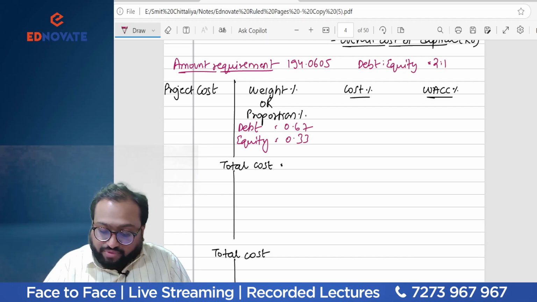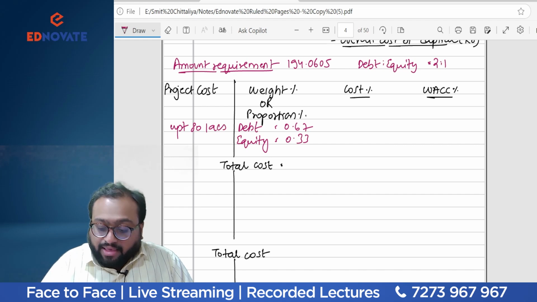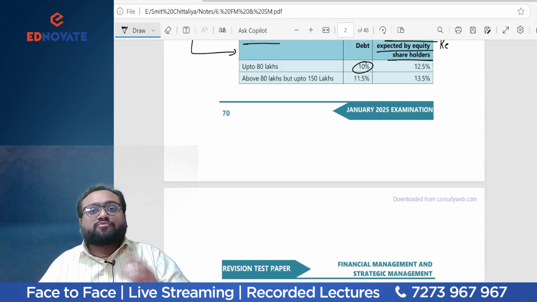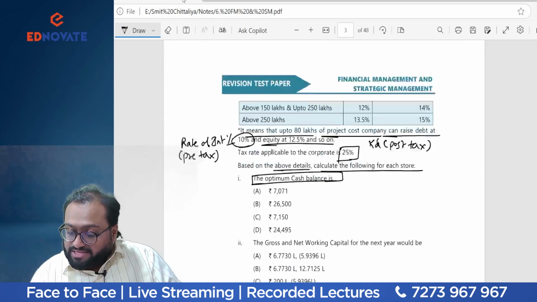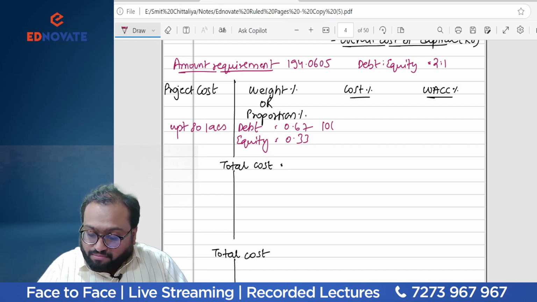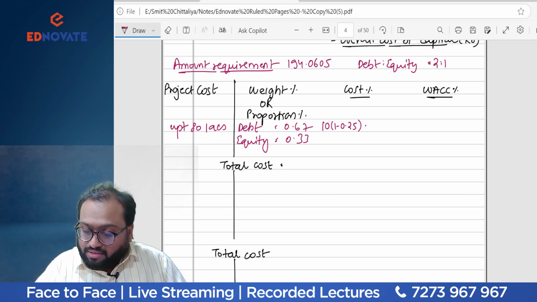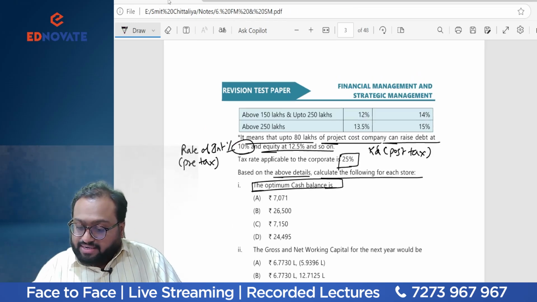Debt, when it is up to 80 lakhs, watch it properly, I am getting a rate of interest of 10%. Sir, how do you know? See here, they have told the rate of interest is 10%, and if I am not wrong, our tax rate is 25%. So my KD will become 10 into (1 minus 0.25), 10 into 0.75, which will be 7.5%. My equity cost they have given us directly up to 80 lakh.